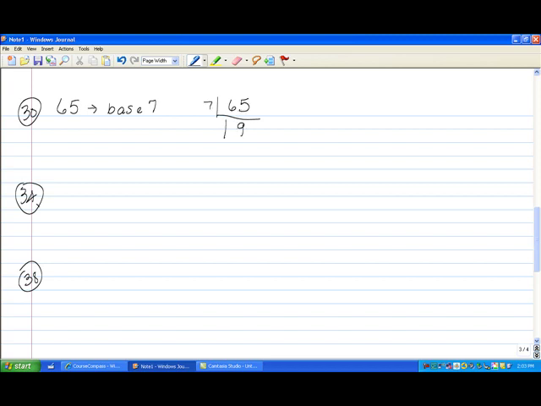Okay, 7 goes 9 times, and remember on this you have to keep track of your remainder. So 9 times 7 is 63, so the remainder is 2. 7 goes once with a remainder of 2. 7 doesn't go into 1, so a remainder of 1. So I get 1, 2, 2, base 7.